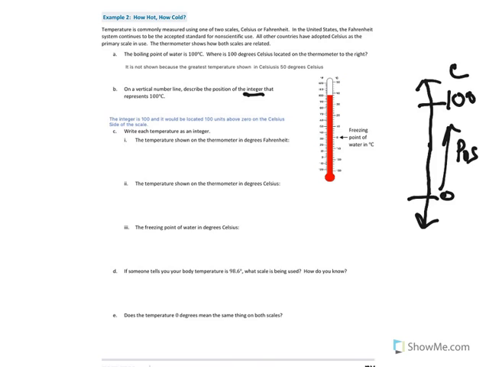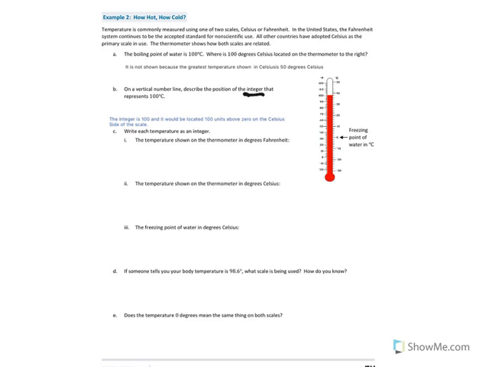Okay, so that's what I've written down here for us. The integer is 100, and it will be located 100 units above 0 on the Celsius side of the scale. The Celsius side being on this side here. All right. Nicely done now. So now we need to look at which temperature is an integer. Write each temperature as an integer.